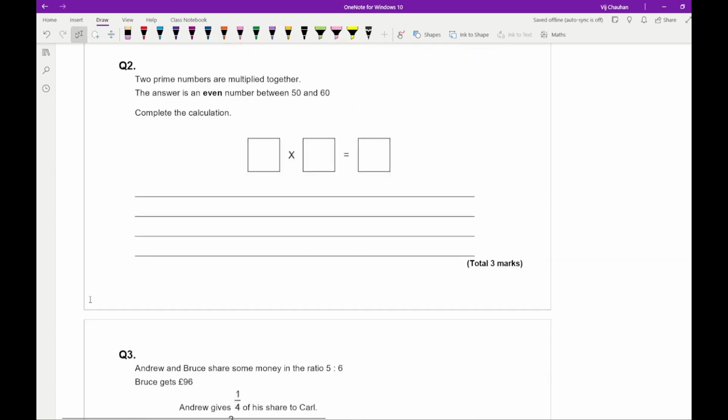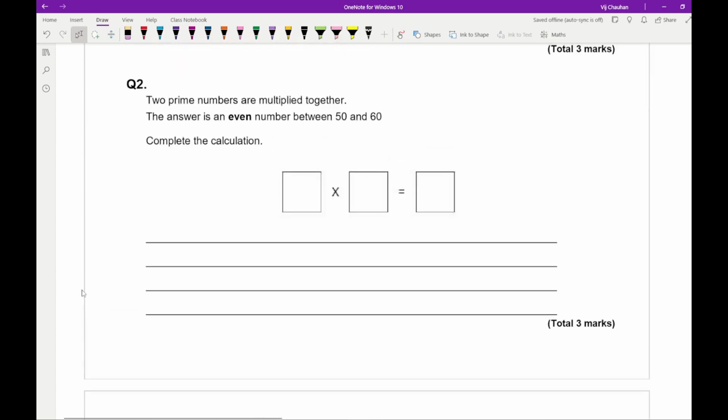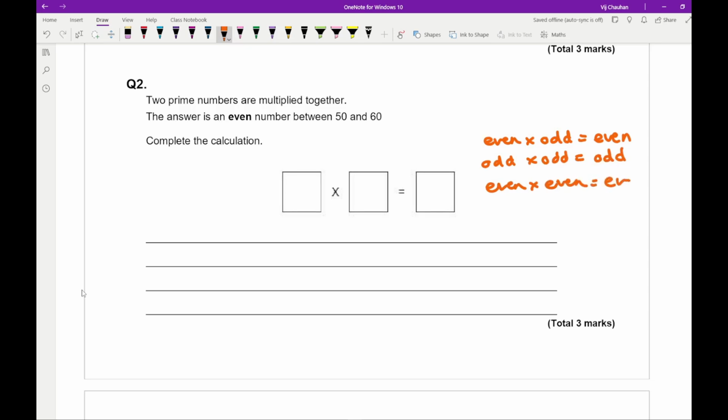Moving on to question 2, let's just zoom in so we can see a little bit clearer on the screen. It says two prime numbers are multiplied together. The answer is an even number between 50 and 60. Complete the calculation. So for this, it's really important that we establish that when we're multiplying, an even times an odd number is going to give us an even answer. An odd times an odd is going to equal an odd answer. And an even multiplied by an even is going to equal an even answer.